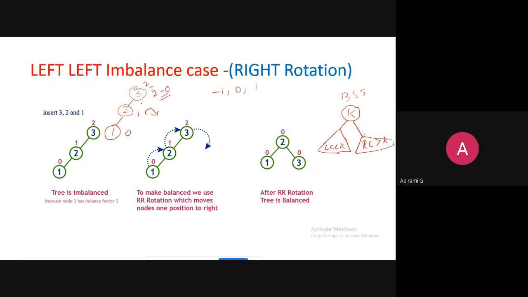It's a left skewed binary search tree. So 2 will go here, with 3 and 1 as its children. Now check the property also. What is the BST property? The BST property is that the left child is less than the root and the right child is greater than the root. So now the BF of this is 0, this is 0 and this is 0. So this is a balanced one.